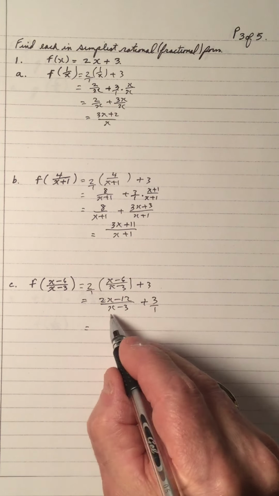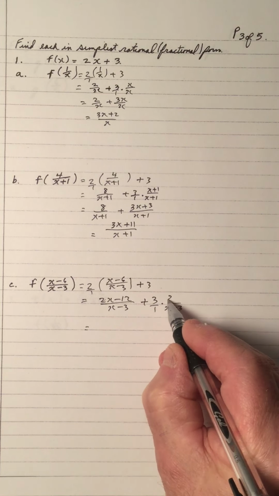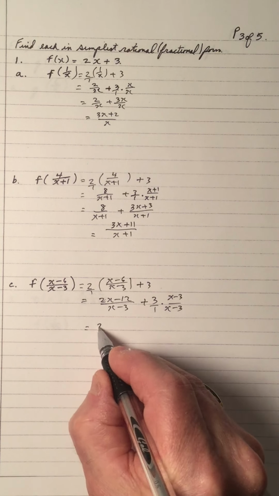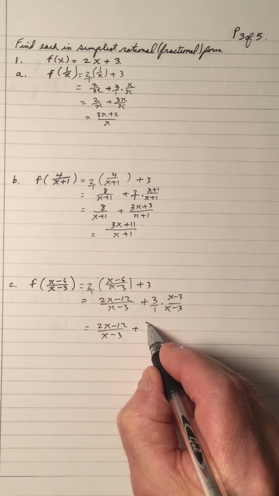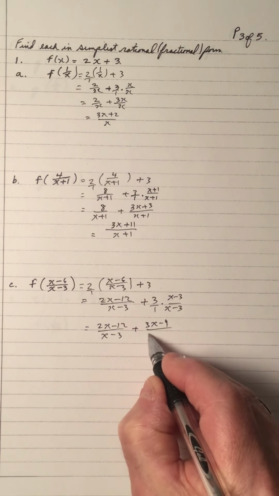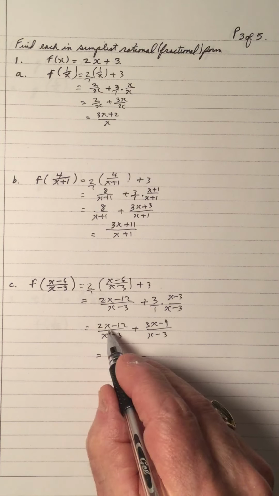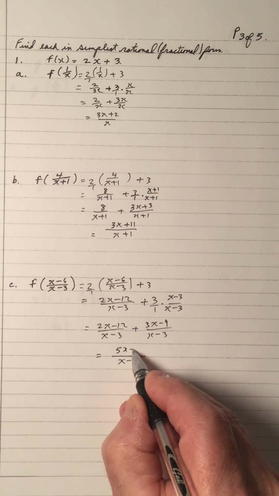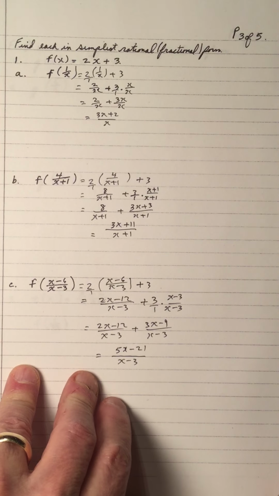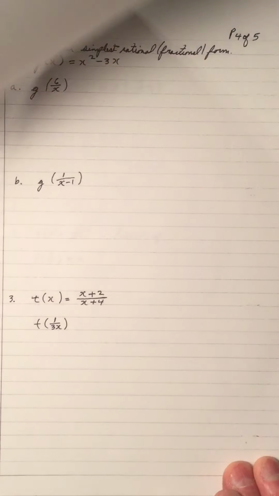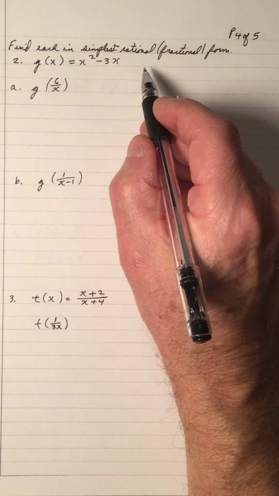There's only one denominator, and it's x minus 3. So we multiply this fraction by x minus 3 over x minus 3. That gives us 2x minus 12 over x minus 3, add on 3x minus 9 over x minus 3. The common denominator is x minus 3, so we add: 5x minus 21, all over x minus 3. So again, just doing a little bit of function notation because you're going to need it later on. And find in simplest fractional form.